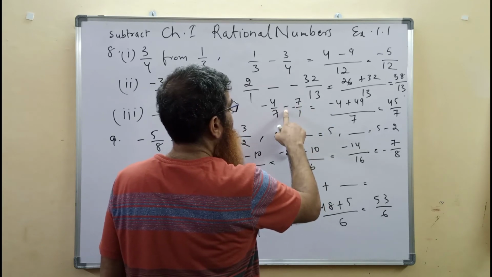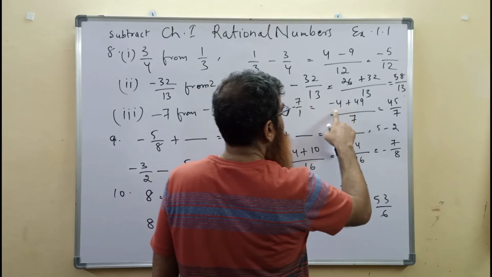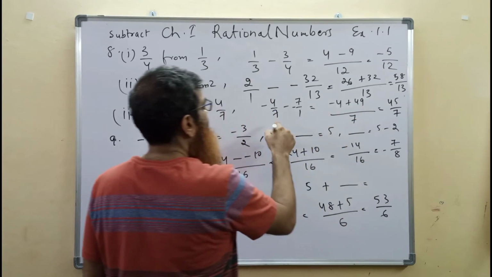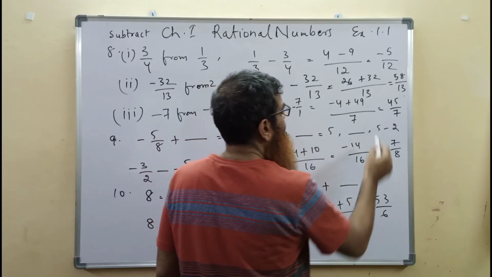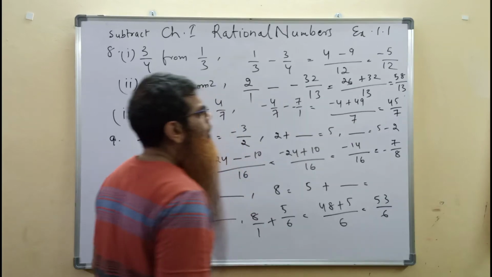7 7s are 49. Minus of minus is plus. Minus 4 plus 49 divided by 7 into 1 is 7. So minus 4 plus 49 is 45 by 7.